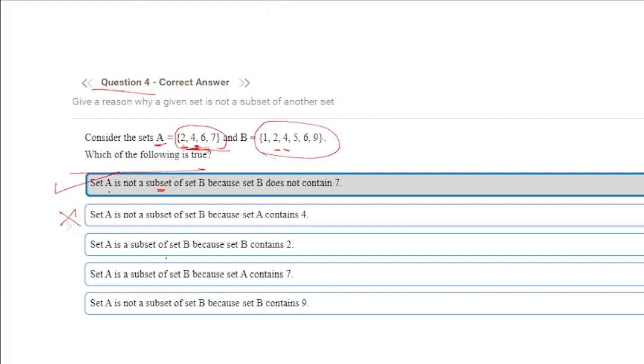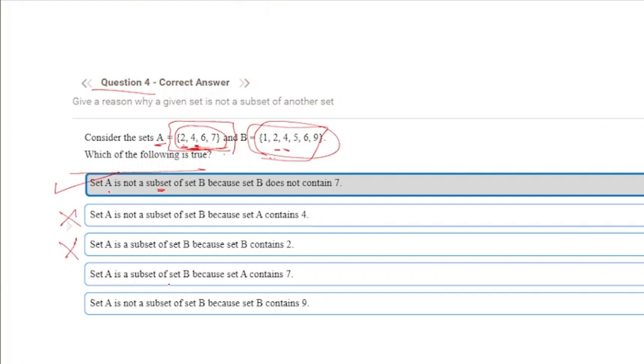Set A is a subset of set B because set B contains 2. I know in set A there is a 2, and in set B there is a 2 also, but for A to be a subset of B, all the numbers inside set A have to be inside set B. So this is a wrong answer.